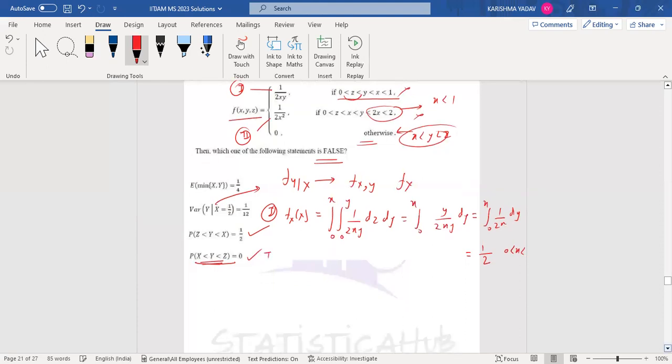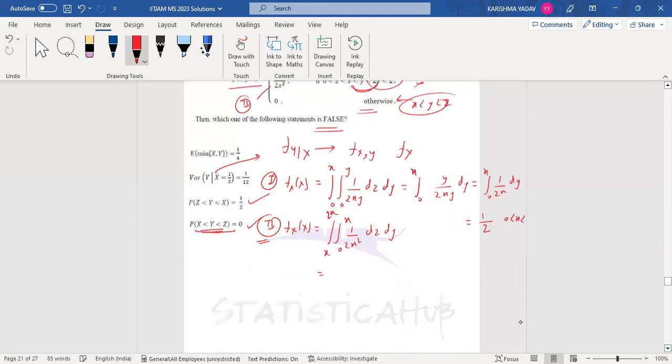Okay, now let's find this marginal of x for the second region, that is f of x for the second region. What will that be? 1 upon 2x square dz dy, and what is the limit for z? The dependent limit for z here is 0 to x. Okay, and what is the dependent limit for y? That is x to 2x. Okay, x to 2x, and that is equal to, x to 2x, and x upon 2x square dy.